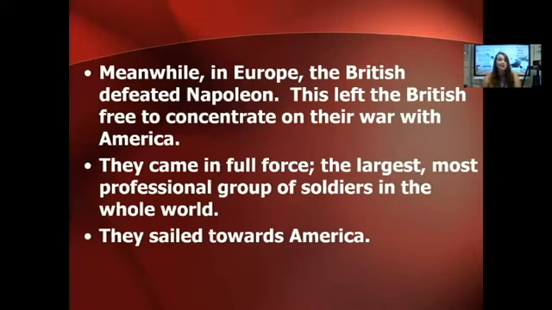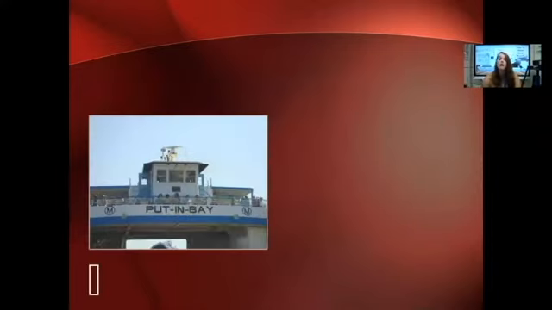This was not a good thing because they came in full force, the largest, most professional group of soldiers and sailors in the world. And that's no exaggeration. They sailed toward America. Because remember, we were still a very young country at the time. Now, there were also battles going on on the water.